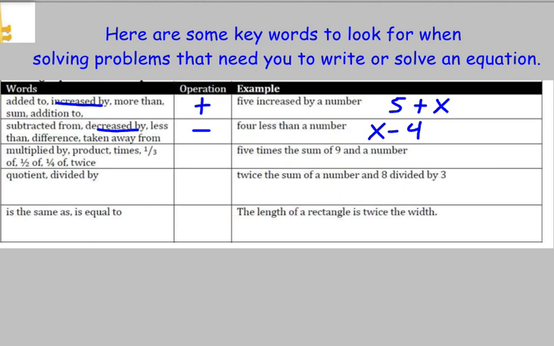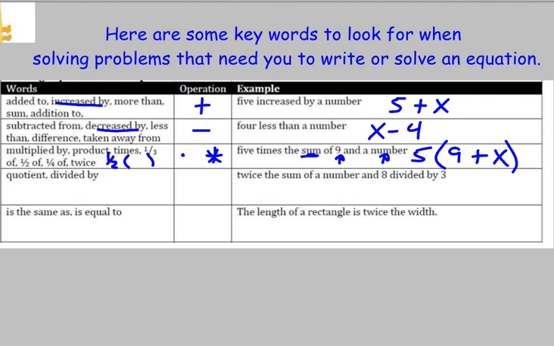Multiplied by, product, times. The dot is your multiplication symbol. Sometimes people use a star for it also. 1/2 of, 1/4 of. You're multiplying it by something in parentheses generally. 1/2 of something means multiplication. So it says 5 times the sum. You're adding something and you're multiplying 5 times that sum. So 5 times the sum of what? Well, we're adding 9 and a number. So 9 and x. So this is 5 times the sum of 9 and a number.